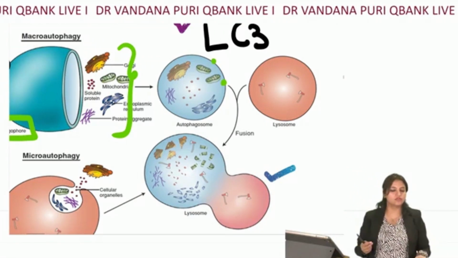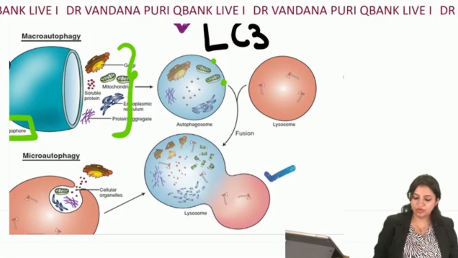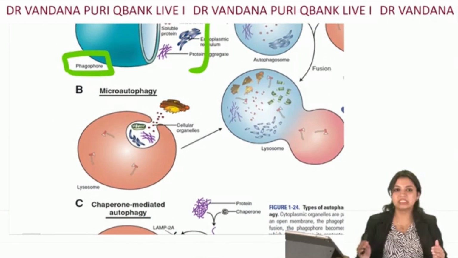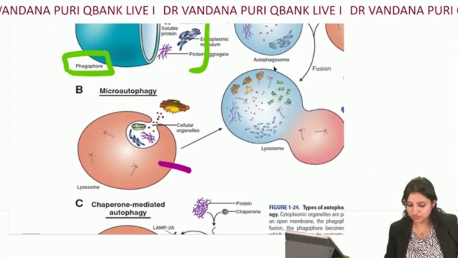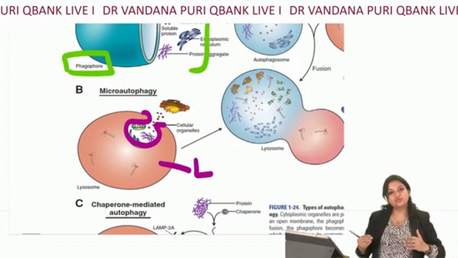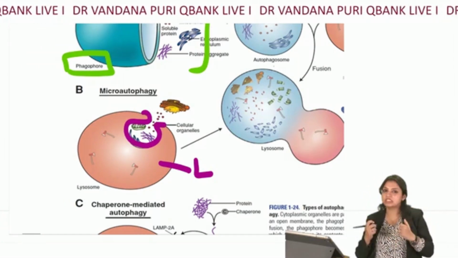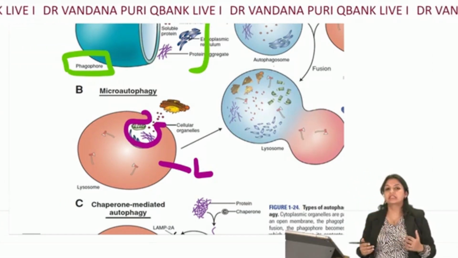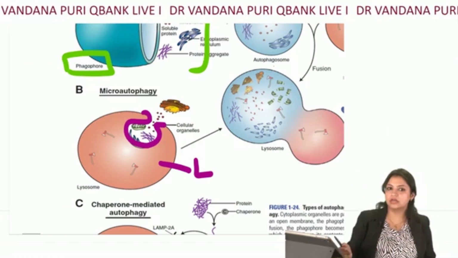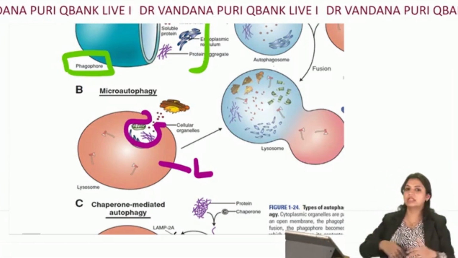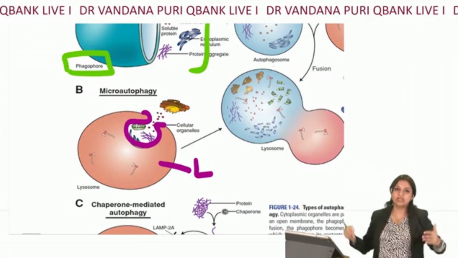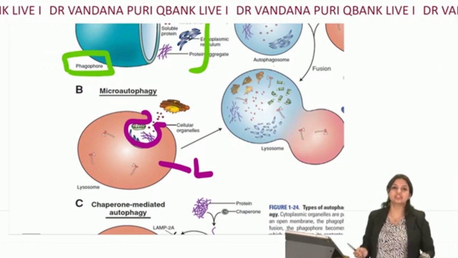Then we have microautophagy. What do you mean by microautophagy? In microautophagy, the lysosome itself forms an invagination. Can you see, this is a lysosome and it is forming an invagination. The lysosome itself forms an invagination and starts eating the organelle. There is nothing else that has to be done. This is eaten up and then the lysosome breaks it down. So what is this called? Microautophagy.